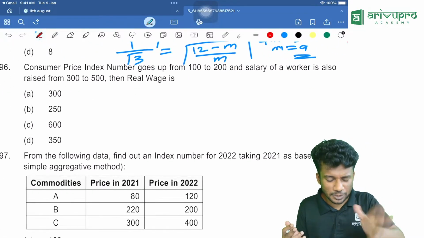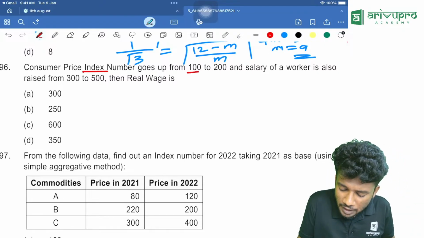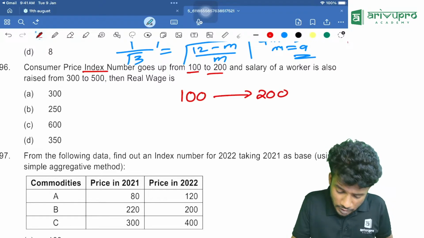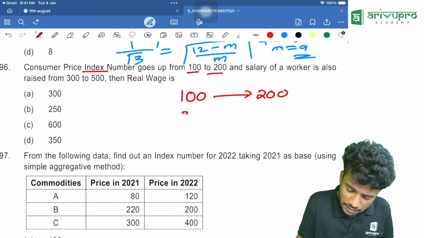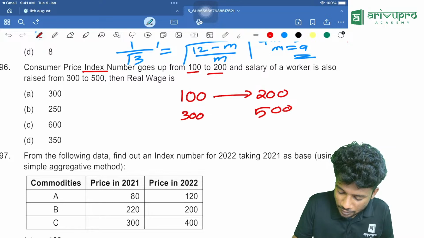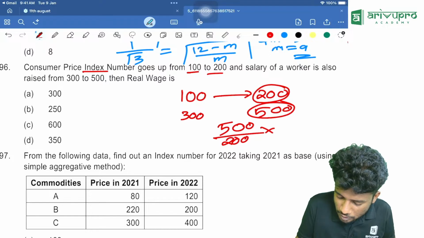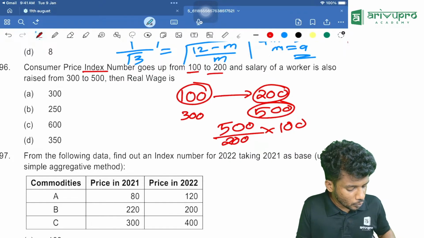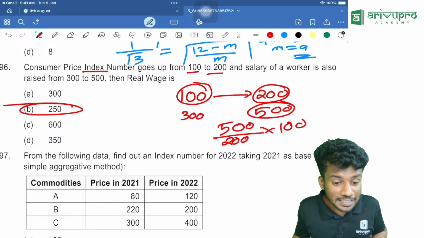Okay, now this one I'll teach you with the shortcut. The CPI number goes up from 100 to 200. It goes from what to what? 100 to 200. The worker's wage is also raised from 300 to 500. Yes, 300 to 500. We need to find the real wage. How to calculate the real wage? The real wage is nothing but 500 divided by 200 into 100. You got the answer. Option B, 250 is the answer.